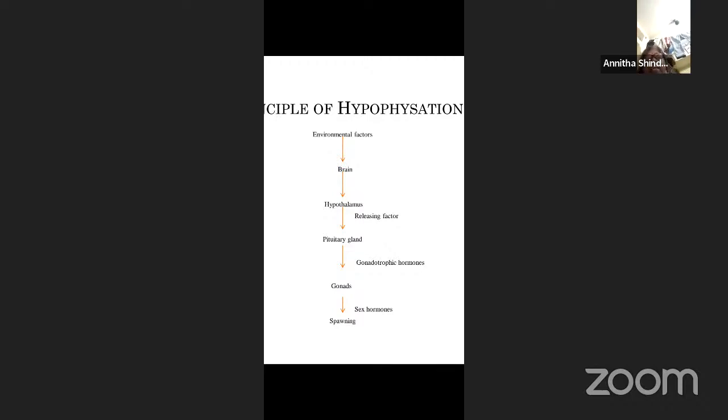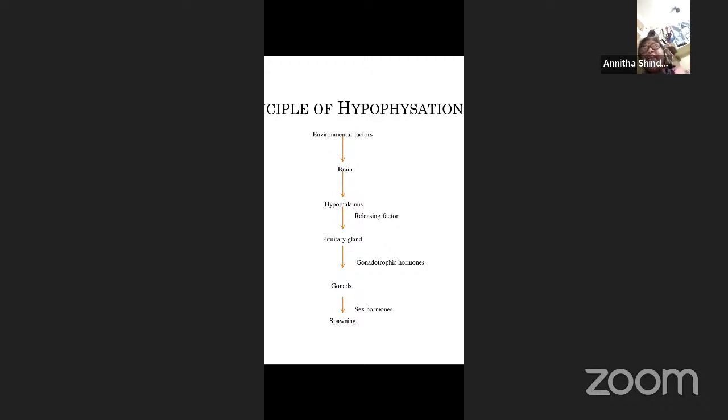It means that when the environmental factors are not suitable, or when you get a signal from the environmental factor, it will first receive the signal in the brain, and from the brain the signal is passed on to the hypothalamus first, not the pituitary gland. So when it reaches the hypothalamus, it will release the releasing factors.